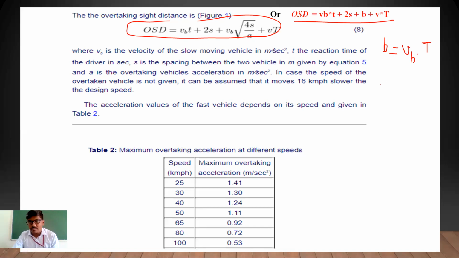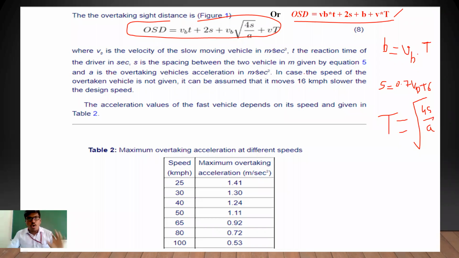And again, I already mentioned the empirical formula for spacing small s is 0.7 VB plus 6. So these are the formulas for B and small s. So you can remember this formula in general. And again, for capital T, you can remember this. Capital T is given by square root of 4S by A.